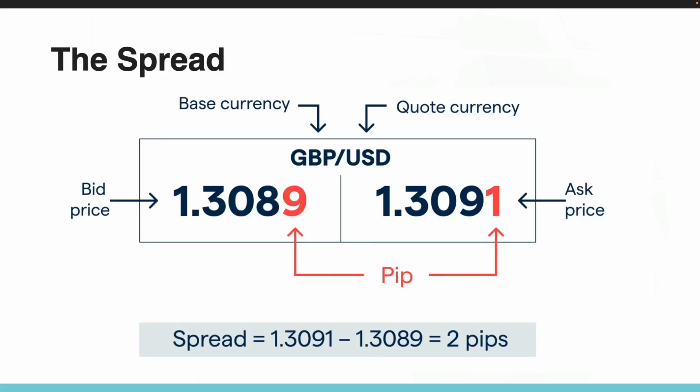If the pound USD currency pair has a bid price of 1.3089 and an ask price of 1.3091, the spread will be 2 pips. This means that if a trader were to buy and immediately sell the pound USD currency pair, they will need the exchange rate to move by at least 2 pips in their favor in order to break even.